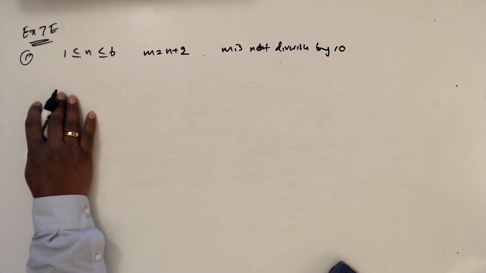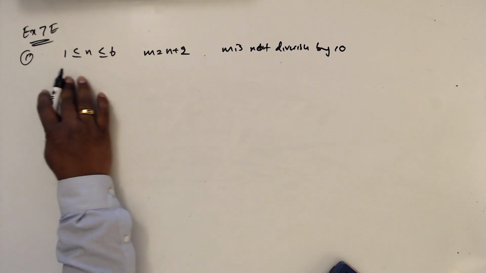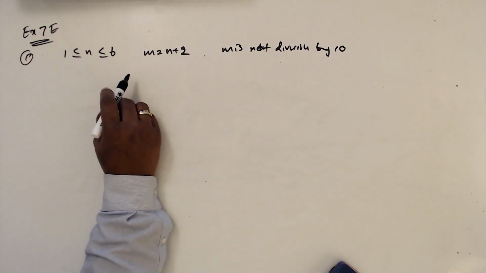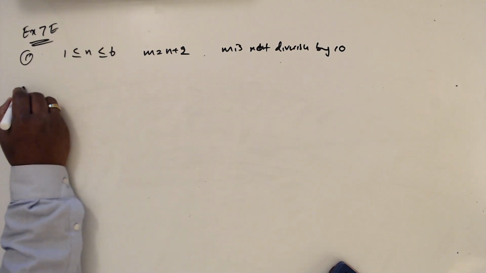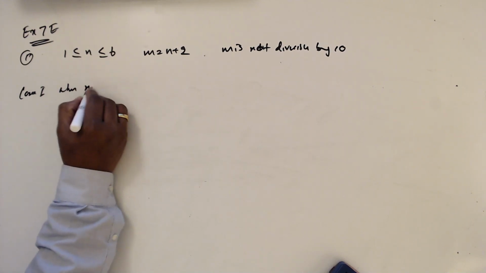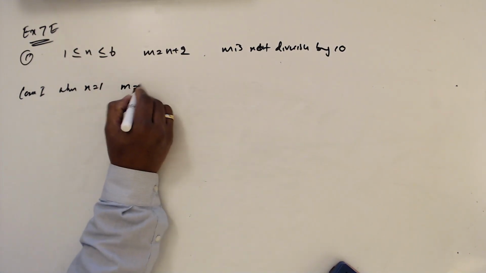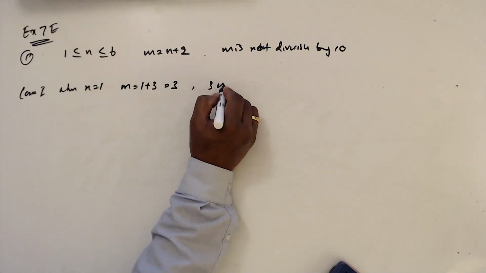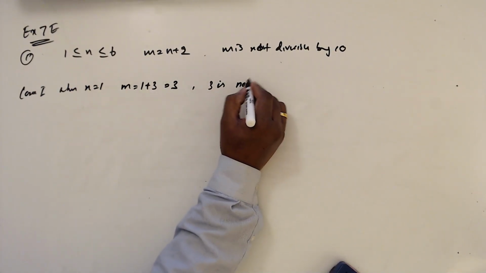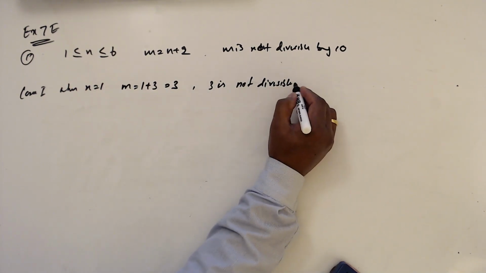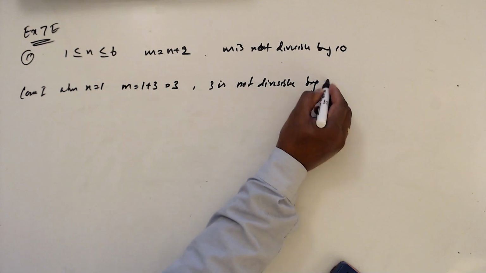Question number one, we want to show that for 1 ≤ n ≤ 6, the value m is not divisible by 10. So we can do case by case. Case 1, when n equals 1, m equals 1 plus 2 equals 3. So 3 is not divisible by 10.